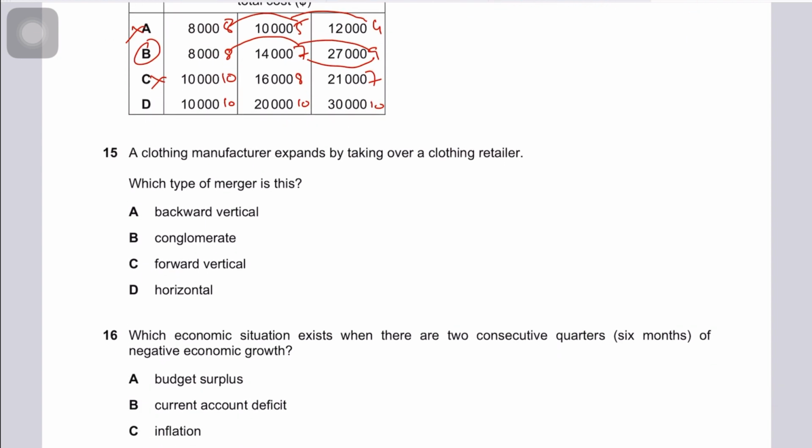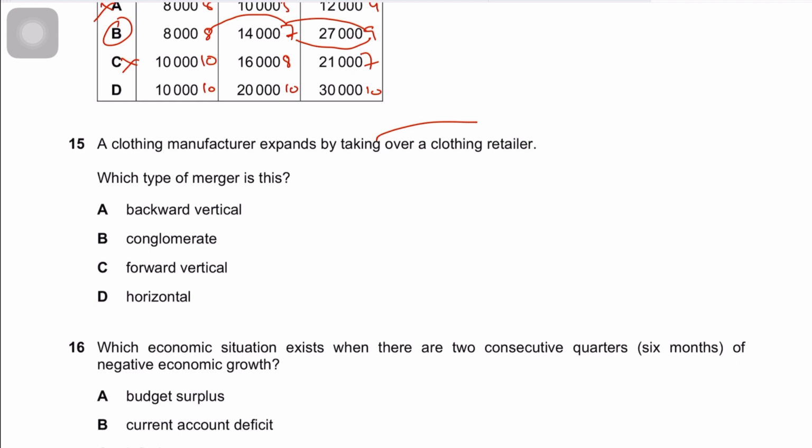Question 15 is saying a clothing manufacturer expands by taking over a clothing retailer. So a takeover, a merger. A merger is basically a form of integration or a form of expansion. Which type of merger is it? Your clothing manufacturer is taking over a clothing retailer, right? So this should be vertical forward.